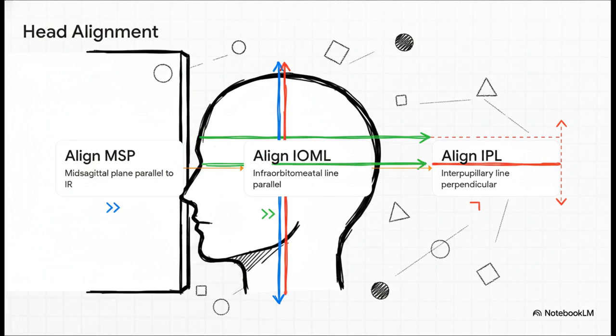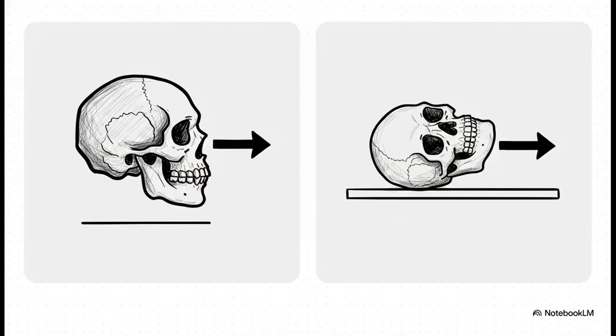But your interpupillary line, that's the line connecting the pupils of your eyes, must be perfectly perpendicular to the IR. It's like a giant, three-dimensional geometric puzzle. Now, the central ray for a standard lateral shot is pretty straightforward. It's perpendicular, entering exactly 2 inches superior to the external acoustic meatus, or ear canal. But let's see how this setup shifts for trauma patients.